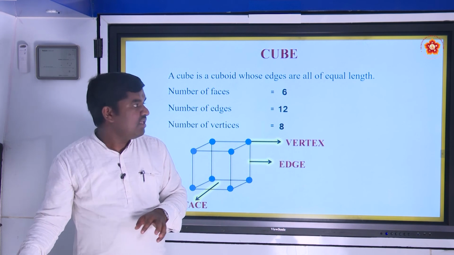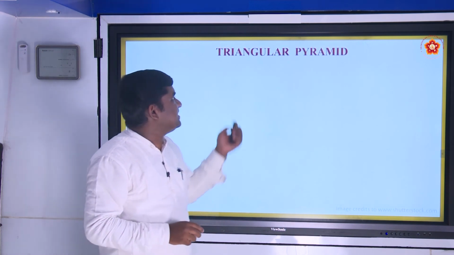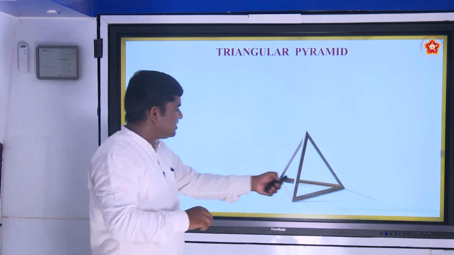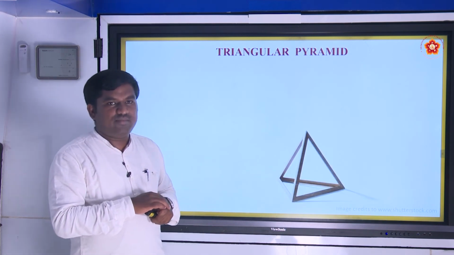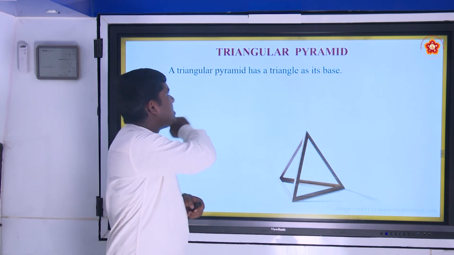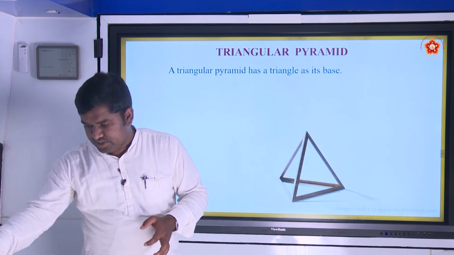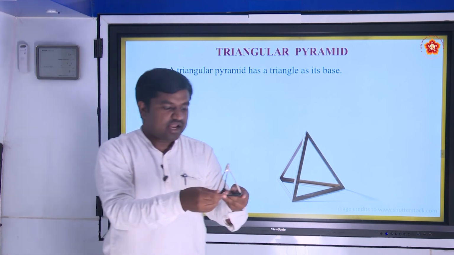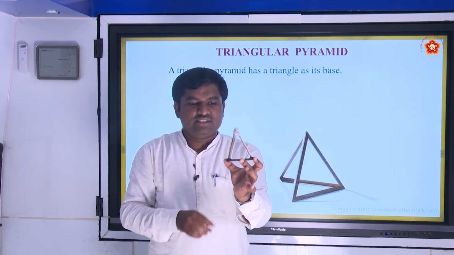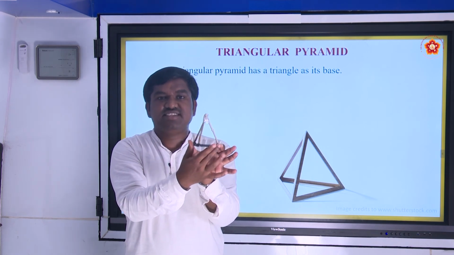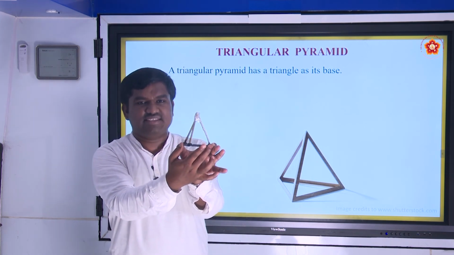Next. The next one is the triangular pyramid. This is the triangular pyramid. Yes, a triangular pyramid has a triangle in its base. See, this is the triangular pyramid. See the base. What is the shape of this? Yes, this is a triangular base.